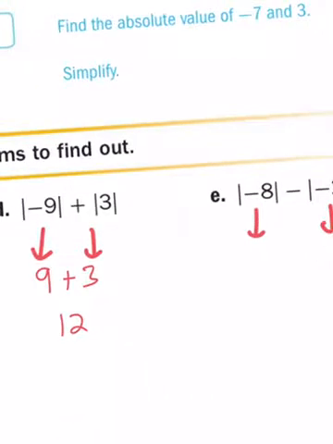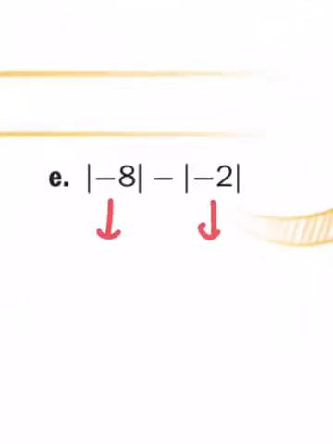Keep that in mind. All right, let's go to problem E. So in this one, you have to find the absolute value of negative 8 is 8, minus the absolute value of negative 2 is 2, and 8 minus 2 is 6.